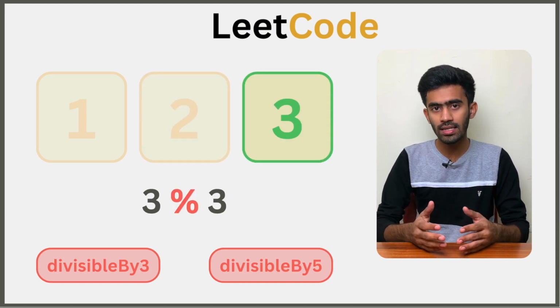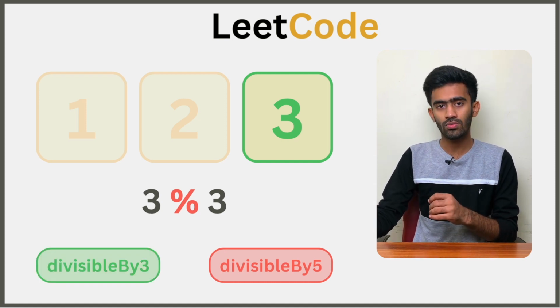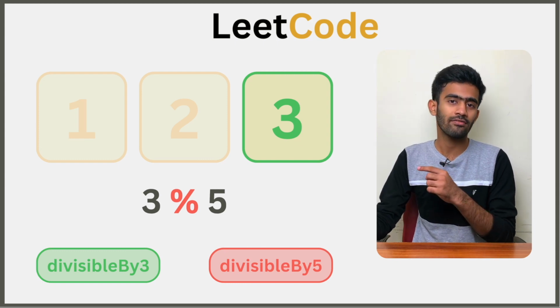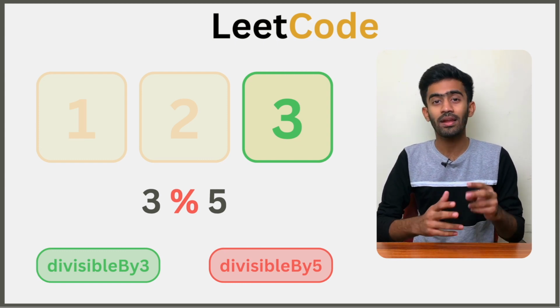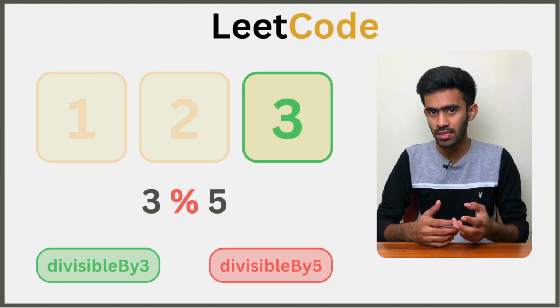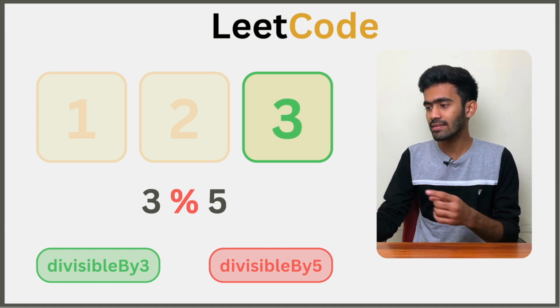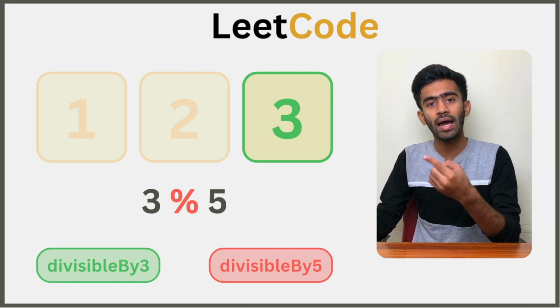3 modulo 3 is 0 and hence divisible by 3 is true. But 3 modulo 5 is not 0 and hence divisible by 5 is false. In that case, what should we do? We should apply the second condition, which is the number is divisible by 3 but not by 5. In that case, we should replace this value 3 with Fizz.